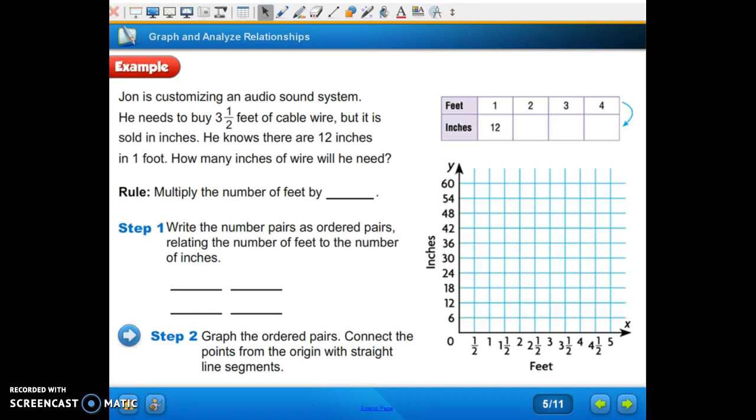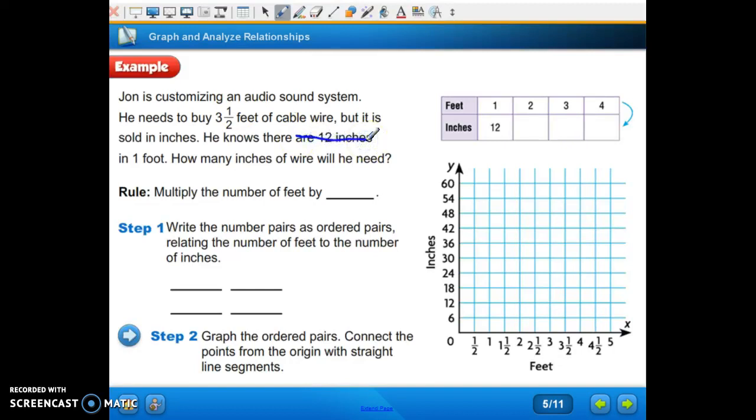Okay, now we switch to page 396. John is customizing an audio sound system. He needs to buy 3 1/2 feet of cable wire, but it is sold in inches. He knows there are 12 inches in 1 foot. How many inches of wire will he need? What are we going to multiply the number of feet by to get inches? He just told us right here.